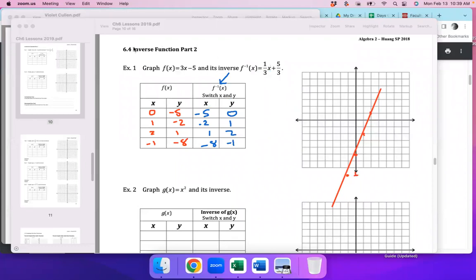So anyway, when I plot these points, here's what happens. -5, 0. Let me count it carefully. -2, 1, which is right here. 1, 2, which is right here. And -8, -1, which is way down. So that's -6, -7, -8. Sorry. Yeah, just a little bit, right? All right, let me draw a straight line. So it's kind of like that, right?